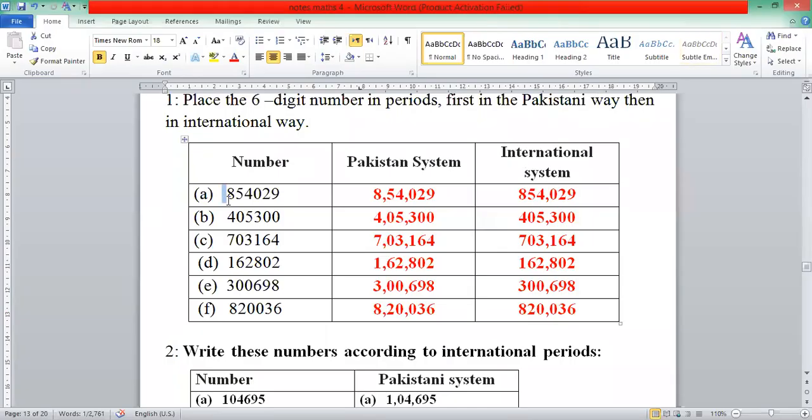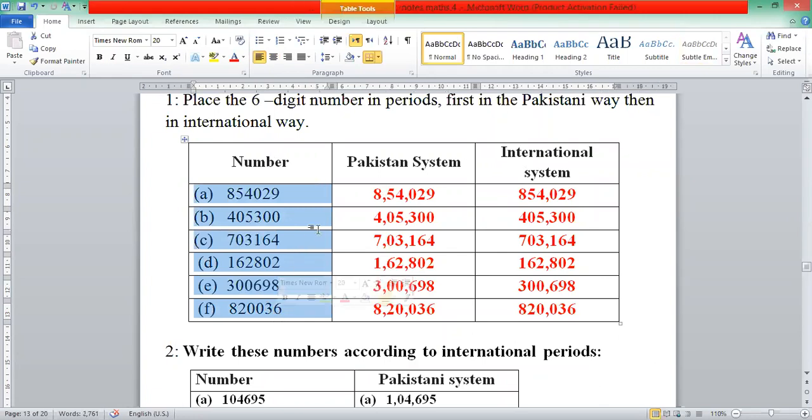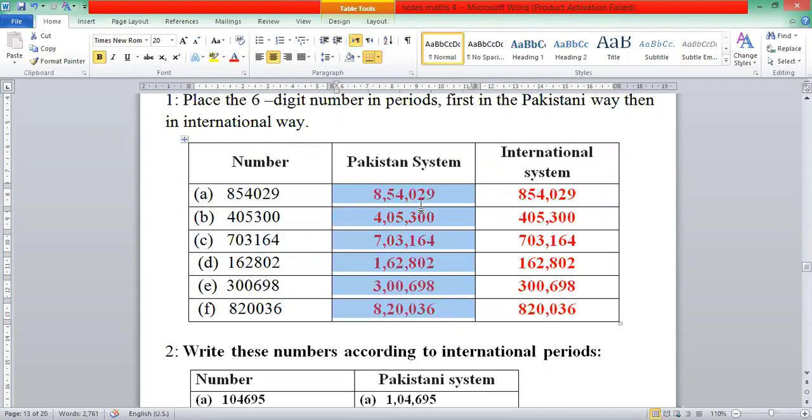Here, some numbers are given, and we are going to put these numbers in Pakistani order and international order. In Pakistani order, put two commas, the first comma after three digits, and the second comma after two digits. Here, after three, put a comma, after two digits put a comma. Similarly, after three digits put a comma, after two digits put a comma. And how do we read this number? 4,05,300.